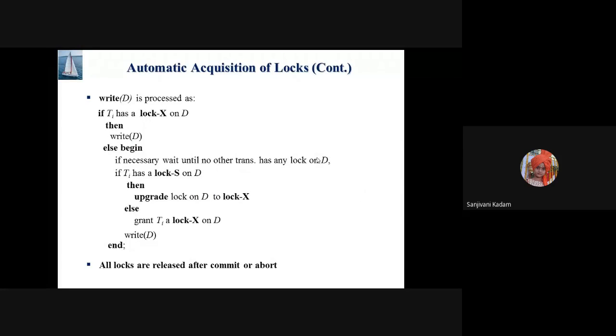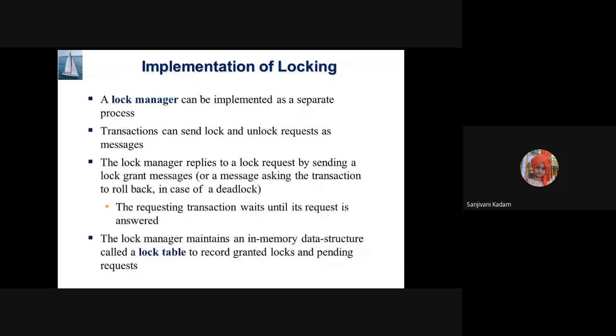Here, all the locks are released after commit or abort. As we are right now discussing basic two-phase locking, it means that we are considering the rigorous two-phase locking protocol. Now next, implementation of locking. We know that the concurrency control manager is responsible for assigning all the requests, and it also maintains a track.